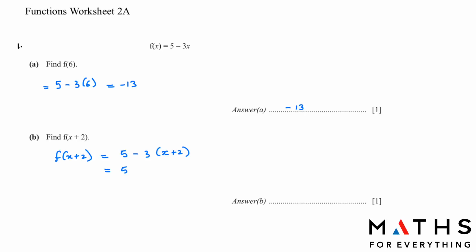This will be 5 minus 3x minus 3 plus 2. When you multiply, you will get negative 6. 5 minus 6 is negative 1 minus 3x. So this is our answer.